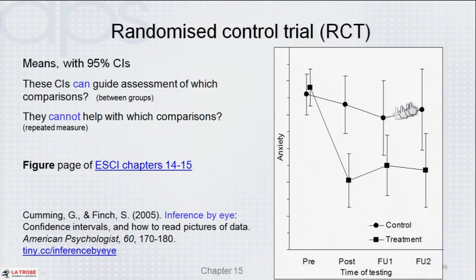Can we interpret these confidence intervals? Can we use these confidence intervals to answer our research questions? And the answer is, well, for between groups, yes. For repeated measure, no. That needs a little bit of unpacking. It was all explained actually in this paper with Sue Finch in 2005 in The American Psychologist, which is now available for a free download from this link, courtesy of the APA.